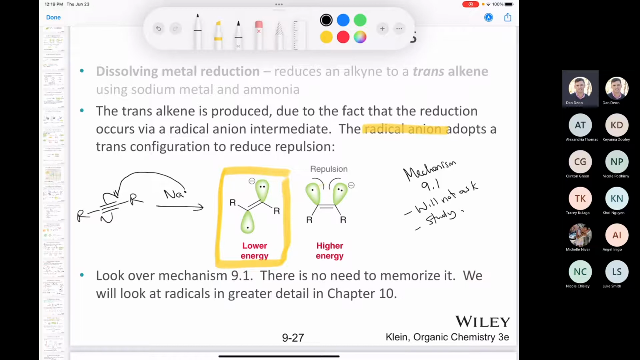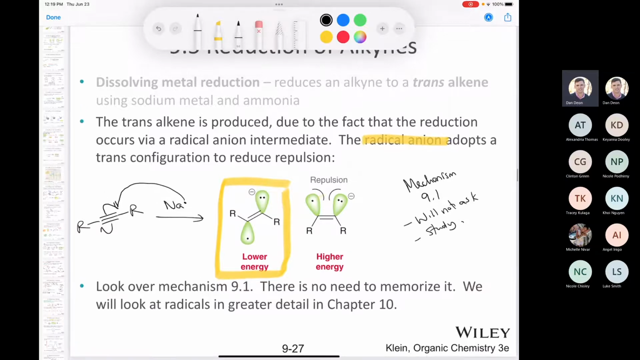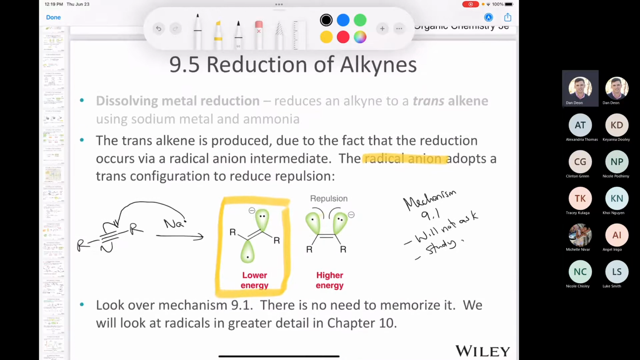Again, I'm not going to ask you to draw this mechanism on your quiz. However, it is a good idea to know how you form the radical anion. Can I just get a thumbs up if everybody follows me on the radical anion? We're talking about a pair of electrons and an unpaired electron. Well, they're not going to want to be near each other, right? They're going to get as far away from each other as possible. Okay, cool. So after another electron is donated and a couple of proton transfers, you end up with a trans alkene. You can see that I even put it here in the text. You don't have to memorize it. We're going to go over this in detail in chapter 10.